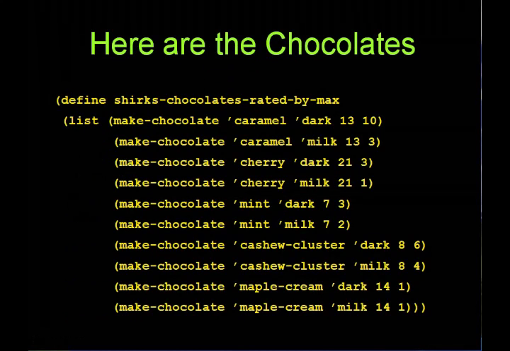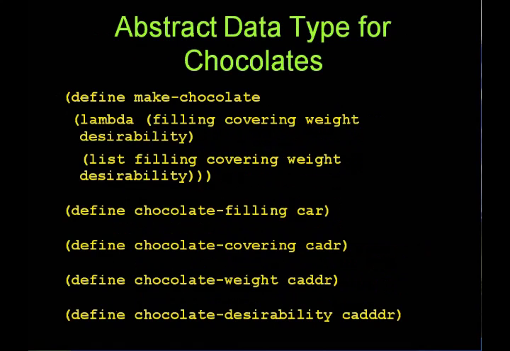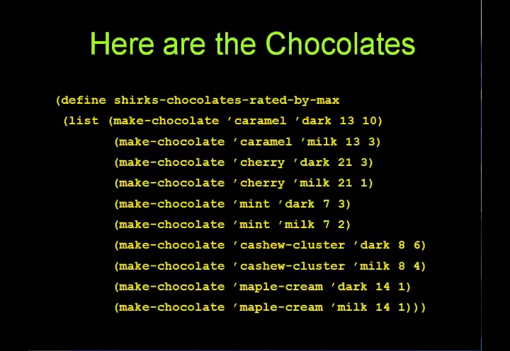The first chocolate is a dark caramel chocolate, 13 and 10. What's 13? 13 is the weight and 10 is the desirability. Milk caramel is 13 and 3. Dark cherry is 20 and 3, whatever. So you have a whole bunch of chocolates, different kinds, different weights, different desirability.